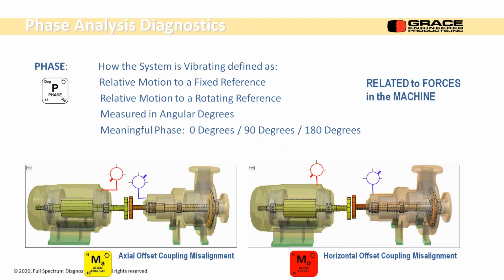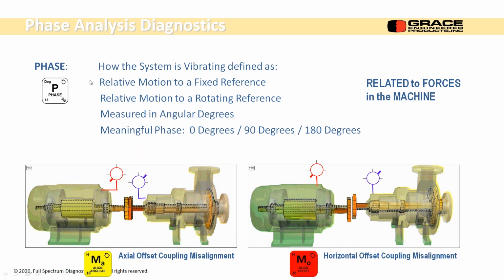Visually, it gives you a better idea. This is offset angular misalignment. I have my analysis I've done across the coupling in the axial direction, and they're 180 degrees out of phase. I do that same thing in the vertical direction, and they're 180 degrees out of phase. This is an offset misalignment, either horizontal or vertical, depending on the direction.